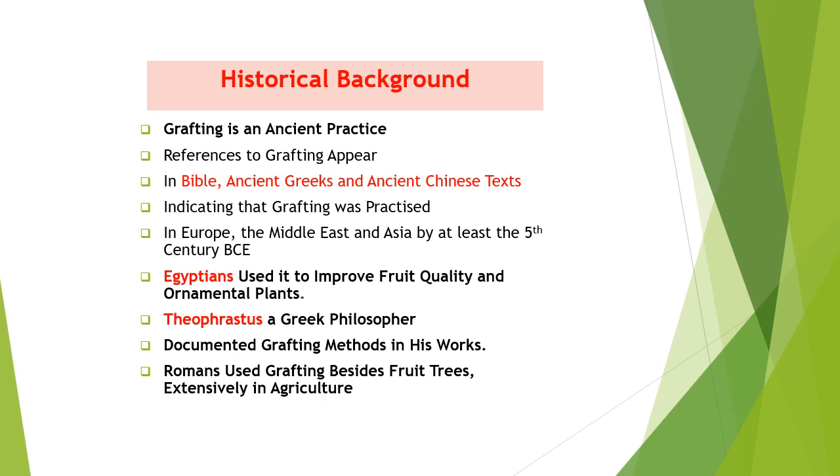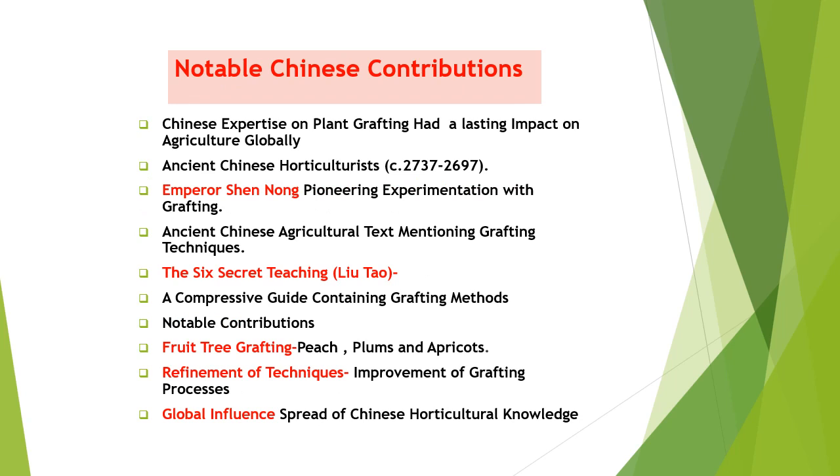That means when we see the historical background of grafting, it is an ancient practice, and the Chinese have played a notable role. And what are the notable Chinese contributions? Chinese expertise on plant grafting had a lasting impact on agriculture globally. Ancient Chinese horticulturists, such as Emperor Shennong, pioneered experimentation with grafting. Ancient Chinese agricultural texts mention grafting techniques. The Six Secret Teachings of Liu Tao is a comprehensive guide containing grafting methods.